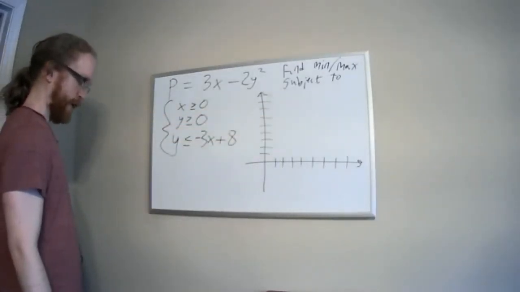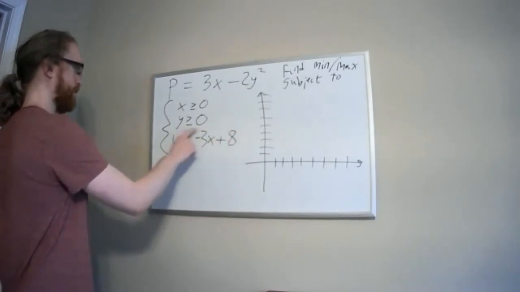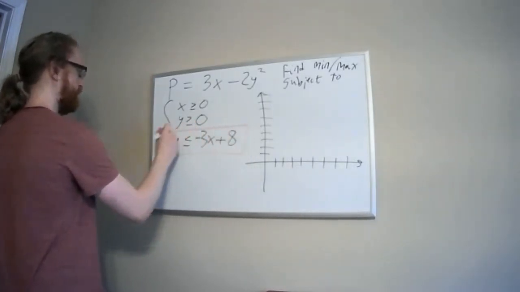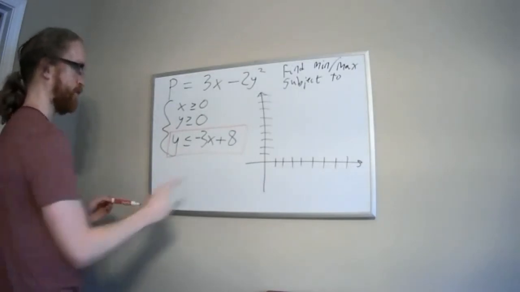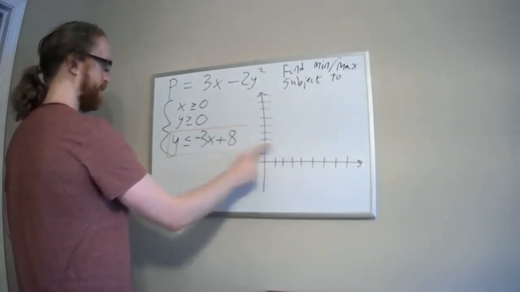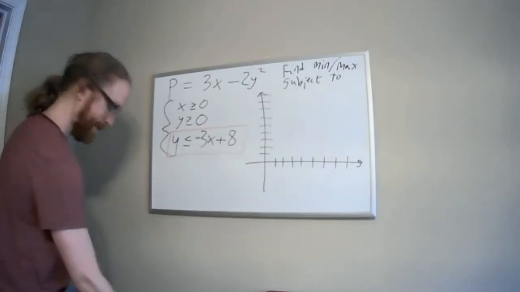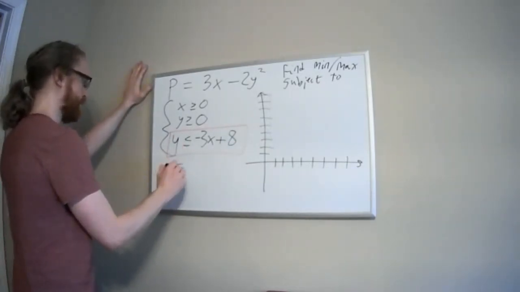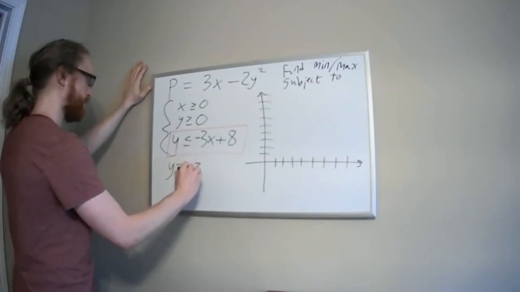The only thing I need to do now is figure out, where do I shade with this one? Where does this go on my graph? Then I'll know that I need to shade to the right of this, above this, and then somewhere in relation to this one. Again, we write down the equation corresponding to it, turning the inequality to equals. I get y equals negative 3x plus 8.